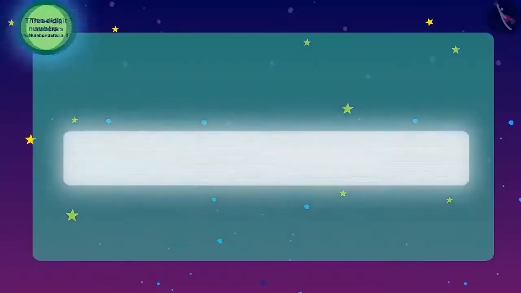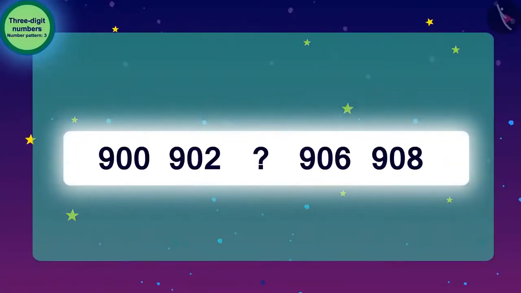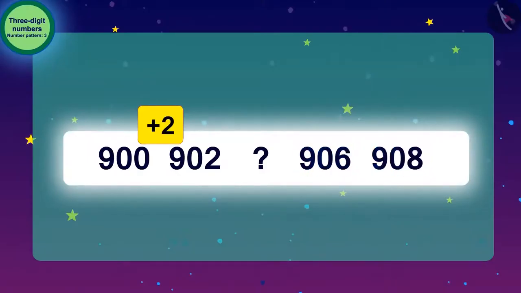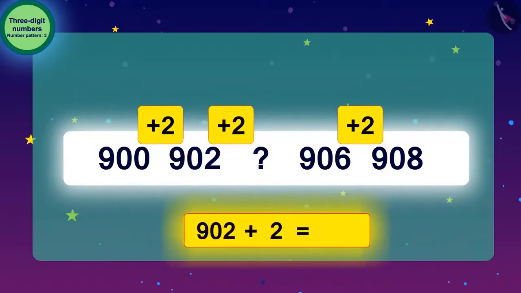Let's help Raju. We will first find the number pattern. To get to 902, we have to add 2 to 900. And if we look carefully at the last two numbers, we will find that to go from 906 to 908, we have to add 2. In this way, we can find the next number by adding 2 to each number. To get the next number of the code, we will add 2 to 902. By adding 2 to 902, the next number we get will be 904. Our first pattern is complete.